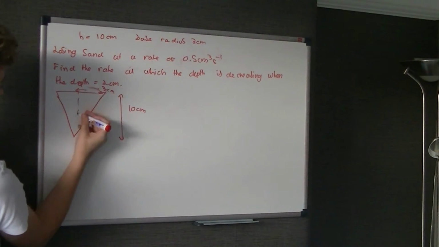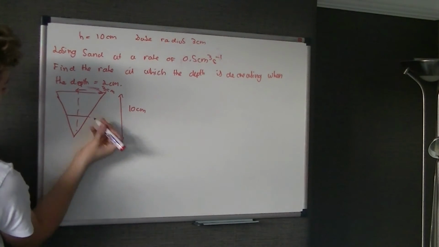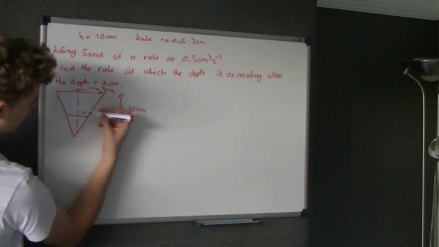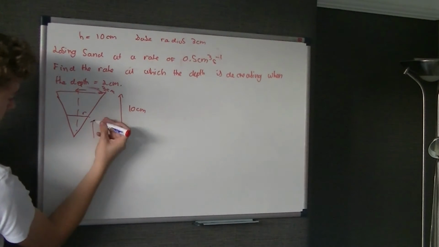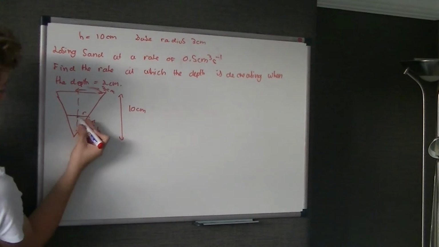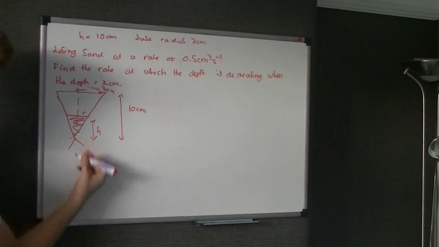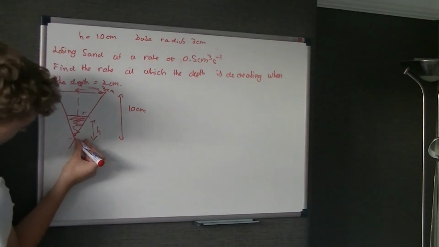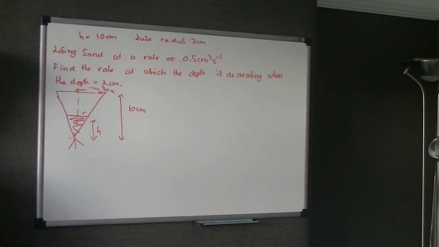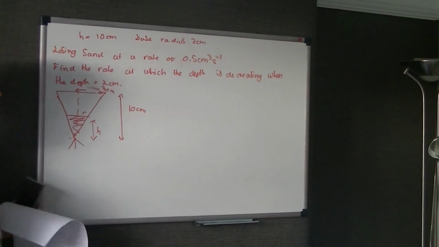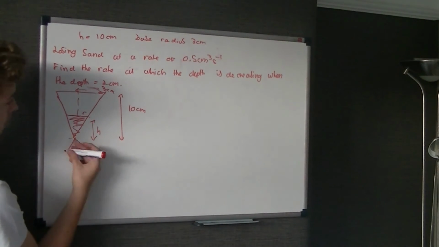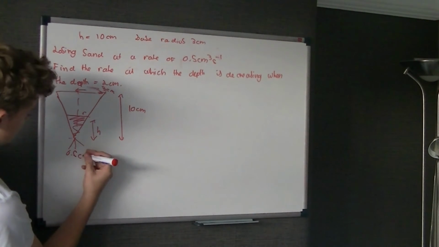And we assume it's going to be something like quarter full. And this is R there, and then this is H. So this coloured in bit here, that is where the sand is. And the sand is sprouting out at the end of this pointy bit. It's got a radius and a height there, and it's losing sand at the rate of 0.5 centimetres cubed per second.